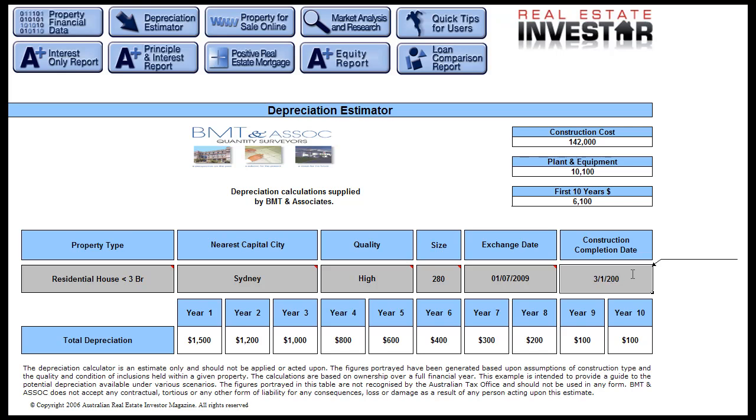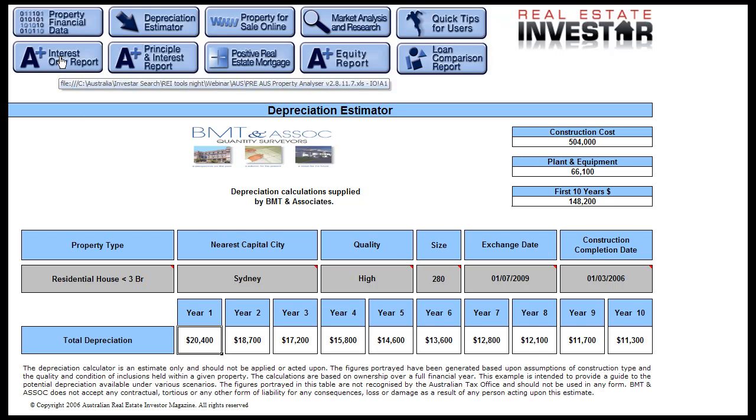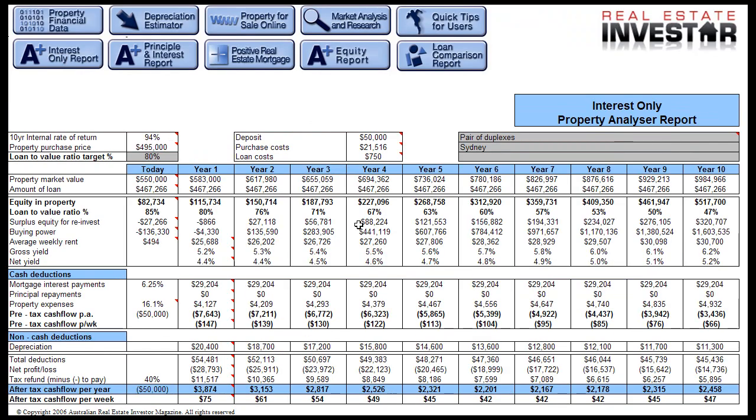If you look at the bottom left-hand corner of the screen there, under the year one figure, you'll see that by these properties being constructed in 2006 and not 1977, the depreciation jumped up from about $1,600 or $1,700 in year one to $20,000. And I'll show you the impact on the property's financials shortly. That's everything we need now to estimate the performance of the property.